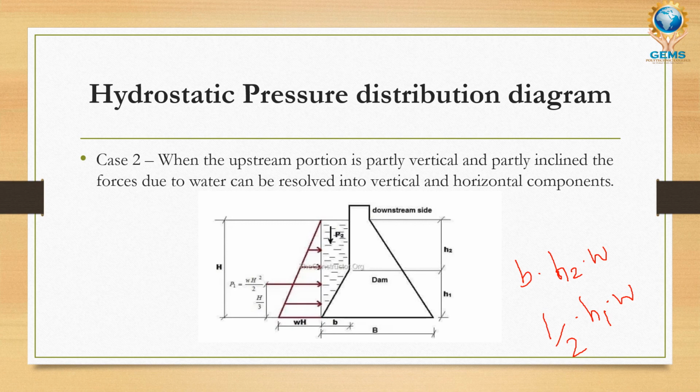But in case 2, the upstream portion is partly vertical. I will draw it and show what it looks like. The top portion, which I am marking now, is vertical, and the second portion is inclined. There are two different components. Consider this one as a square, and the lower portion as a triangle, an inverted triangle.